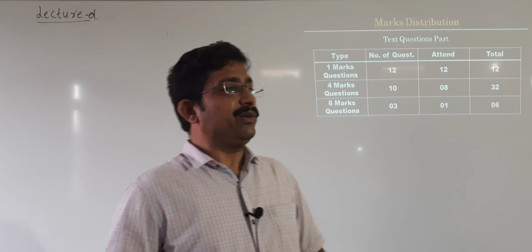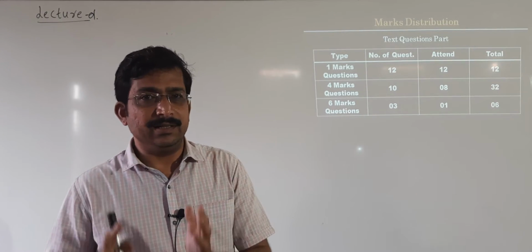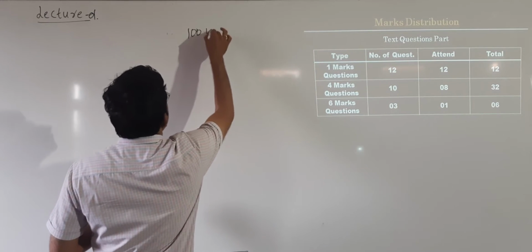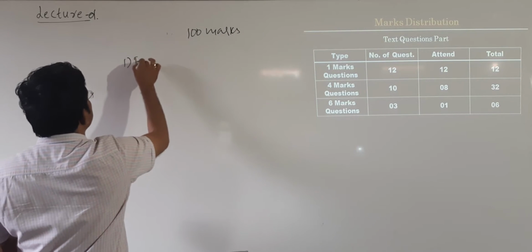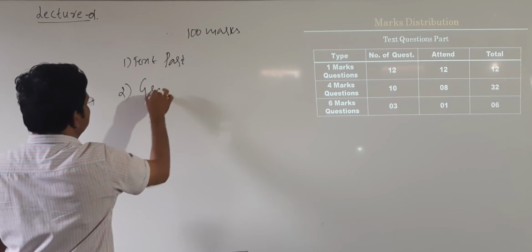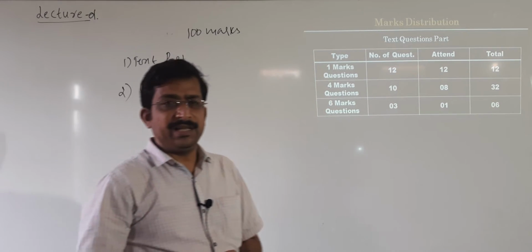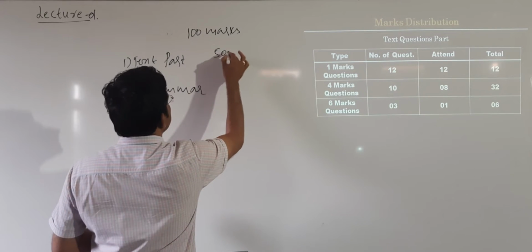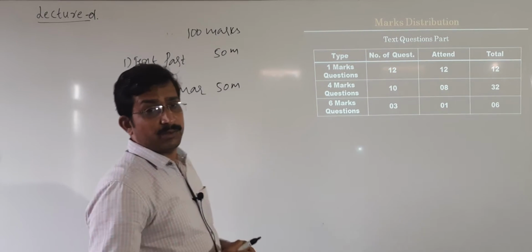First, I would like to explain the distribution of marks between text and grammar. It is a total 100 marks paper, divided into two: the text part, and next the grammar, composition and comprehension part. The first part carries 50 marks, the second part carries 50 marks in our annual question paper.